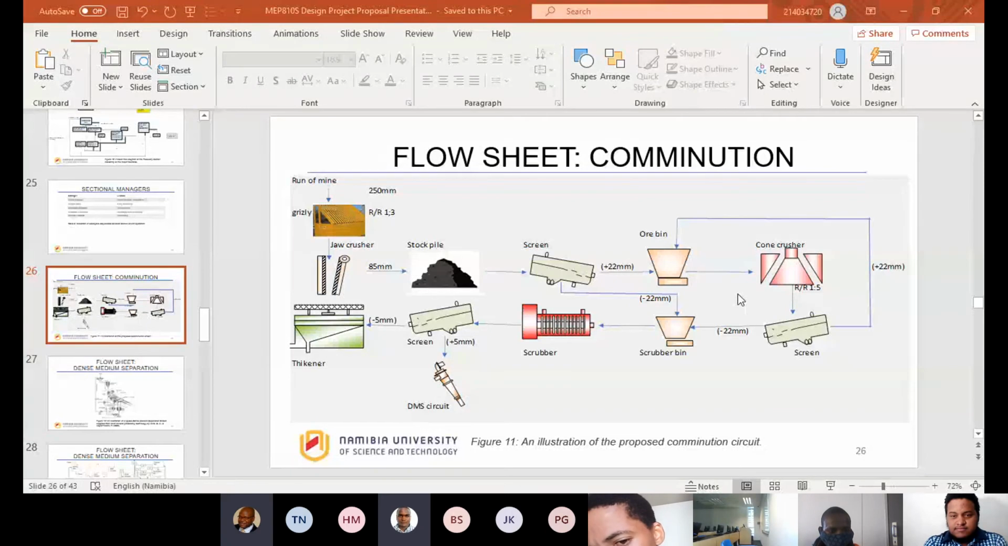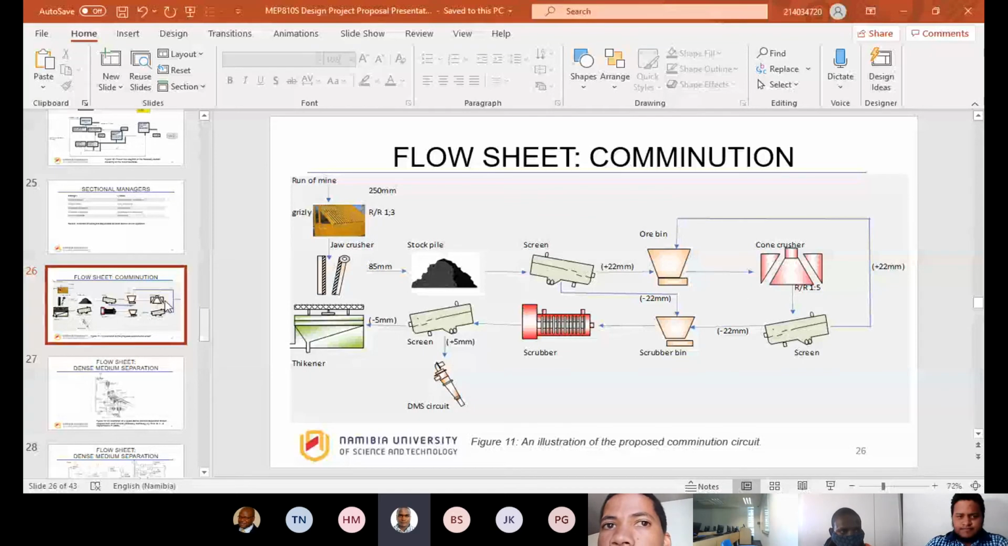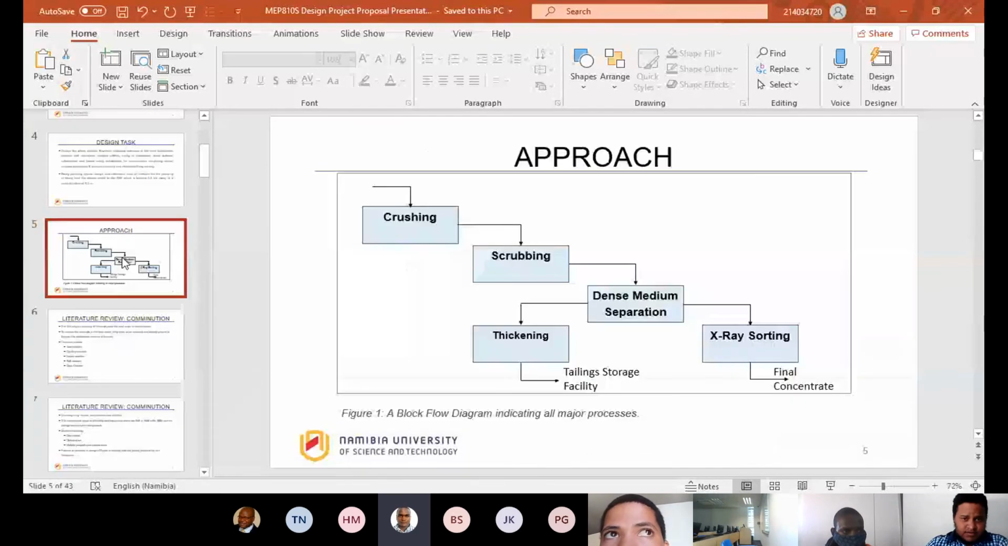All right, Mr. Mongo. Somewhere at the beginning in the slides, where there is a simplified flow sheet, you have put up other stages like crushing, scrubbing, DMS, but between crushing and scrubbing, there was probably supposed to be screening there, if I'm not mistaken. Yeah.